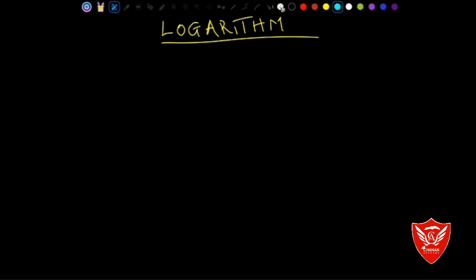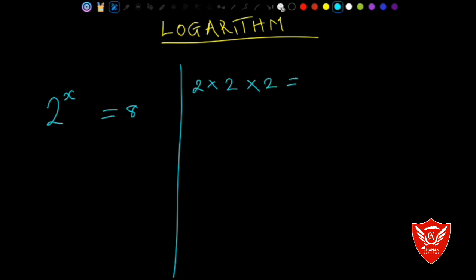But before we start, I would like to ask a question. What power must 2 be raised to for us to have 8? So how many times do we need to multiply 2 by itself for us to have 8? Now, let's try to do that. We will say 2 multiplied by 2, that will be 4. Multiply by 2 again, that will be 8. So then we can say 2 raised to the power of 3 is equal to 8.